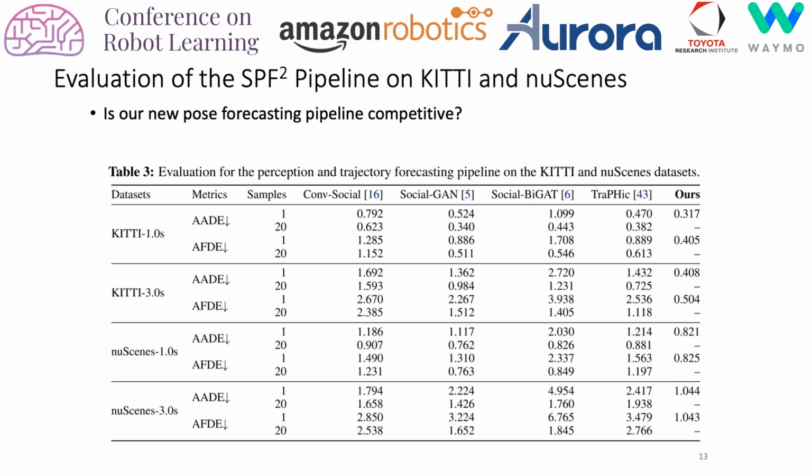Next, we evaluate our new post-forecasting pipeline, which uses the SPFNet in the first step, trained with a large amount of unlabeled point clouds. We can see from the results that our new pipeline outperforms the conventional pipeline using various trajectory forecasting methods.